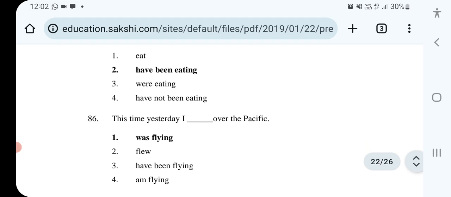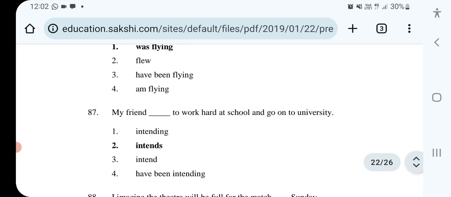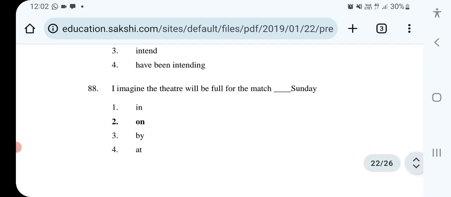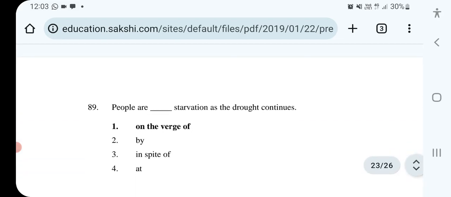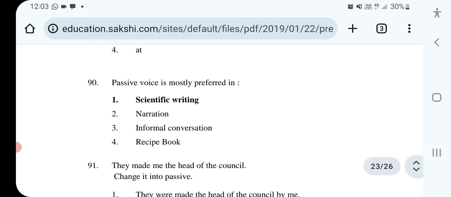This time yesterday, I was flying over the Pacific. My friend intends to work hard at school and go on to university. I imagine the theater will be full for the match on Sunday. People are on the verge of starvation as the drought continues. Passive voice is mostly preferred in scientific writing.